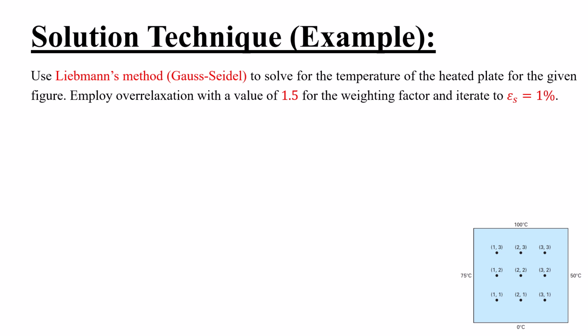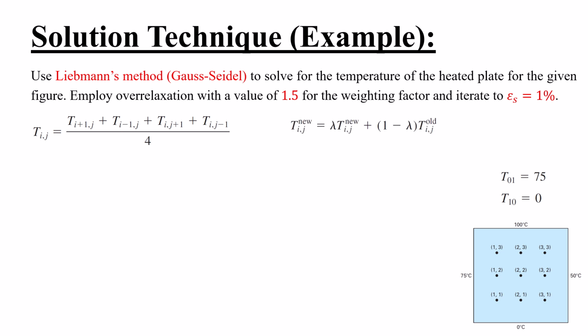So how do we use this method? Let's see. Now we have boundary conditions here. T01 is 75, T10 is 0. Now we will just plug in the formula here. We start with our node, and this is the updating formula that we need to use. For example, we start with node 1,1. So just plug in the i value 1 and the j value 1 in this equation.